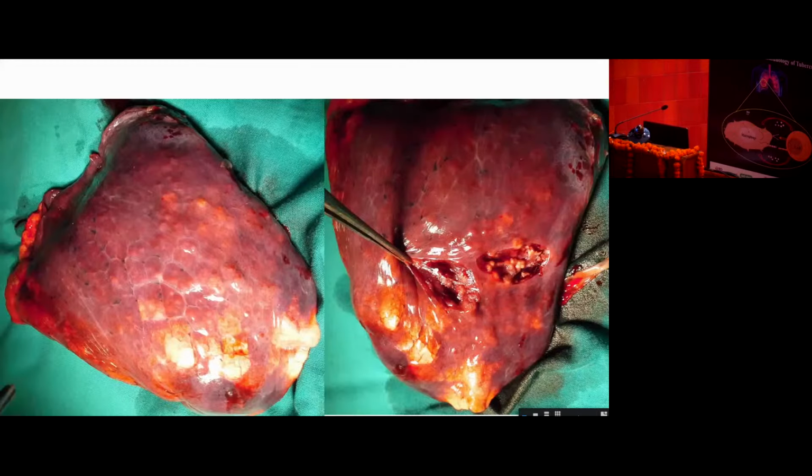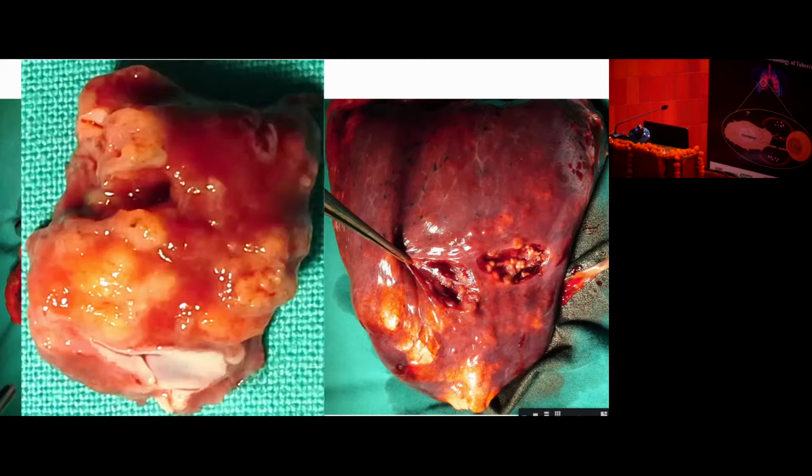This is just to illustrate a miliary TB case. On the left-hand side, and on the right-hand side, it's slightly cut open. You can see the white tubercles. If you rub your fingers over the pleural surface, you can feel these nodules. So this whole lung is completely destroyed. It has a separate independent cavity, but it's just filled with TB granulomas.